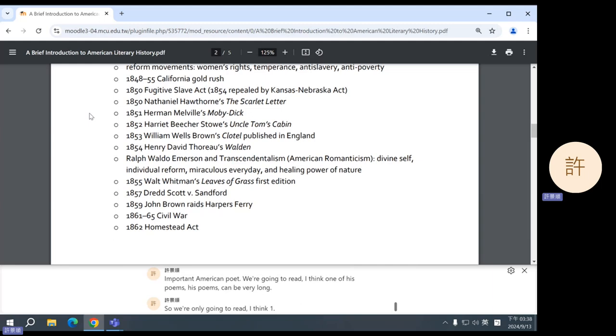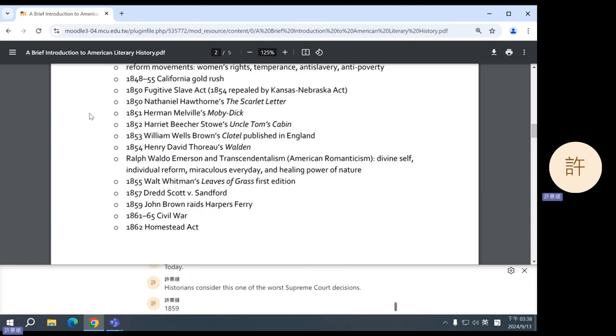1857, the Supreme Court decides a decision, Dred Scott versus Sanford. The Supreme Court decides that, yes, if a slave escapes to the North, you legally have to return them to the South. Today, historians consider this one of the worst Supreme Court decisions.